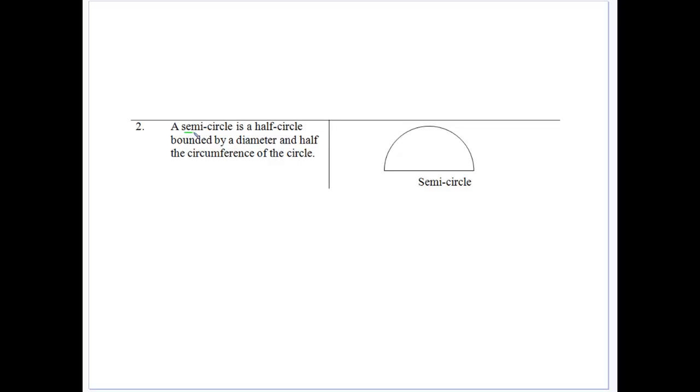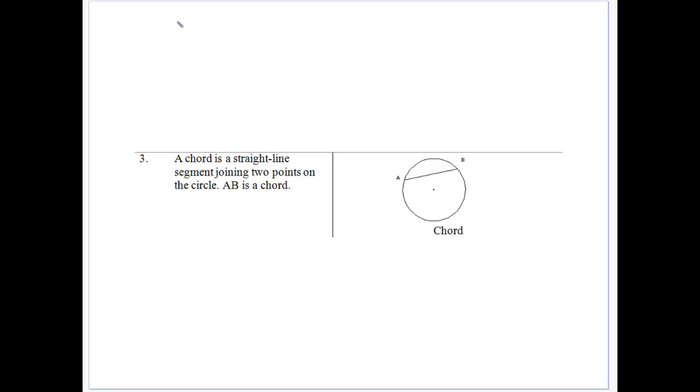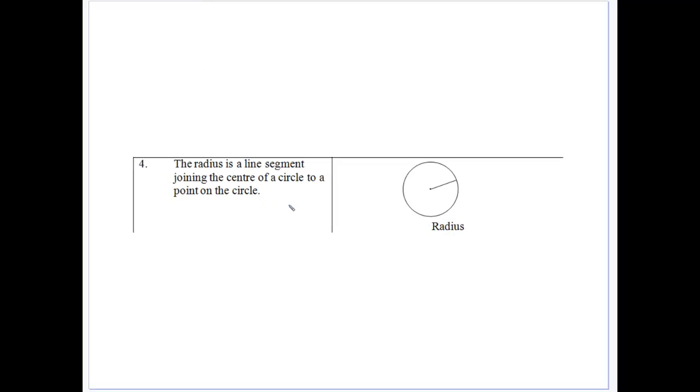Semicircle, so obviously semi means half. So half circle bounded by a diameter and half the circumference. So hopefully we're understanding what the diameter and circumference is. We'll talk about that in a moment. A chord. Now this is one you're going to see a lot, this word chord. Basically a chord is a straight line that goes from any 2 points on a circle or a curve. It doesn't have to be a circle. But we have lots of chord theorems we're going to deal with in circle geometry.